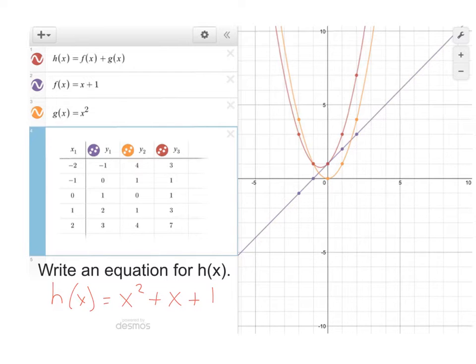Just add the two functions together. One of them's x plus 1, one of them's x squared. Put them together, and you get x squared plus x plus 1.